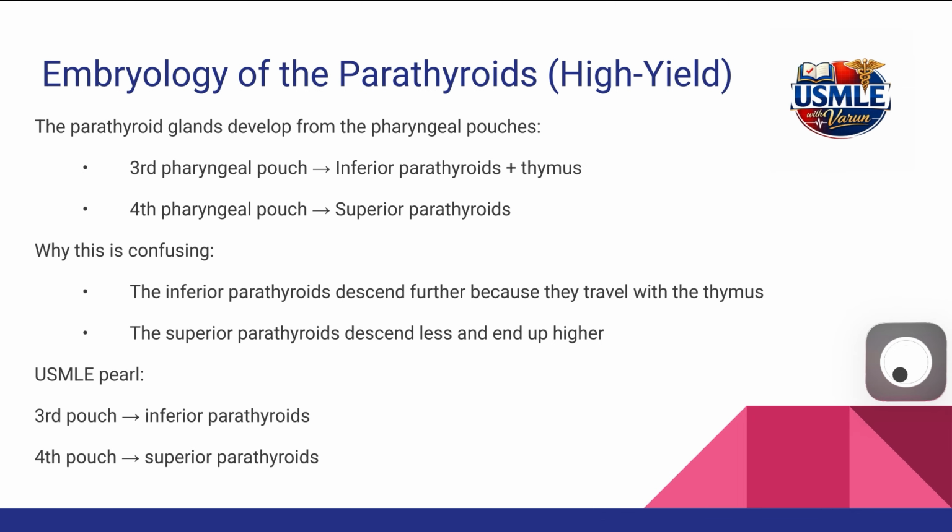Now we'll study about the embryology of the parathyroid glands. The parathyroid comes from the pharyngeal pouches. The third pouch gives rise to the inferior parathyroids in the thymus, whereas the fourth pouch gives rise to the superior parathyroids. The confusing part is that the inferior ones descend more, so they end up lower. So these inferior parathyroids are derived from the third pharyngeal pouch, whereas the superior parathyroids are derived from the fourth pharyngeal pouch. The inferior parathyroids descend more, so they end up being lower. The superior parathyroids descend less and end up being higher.